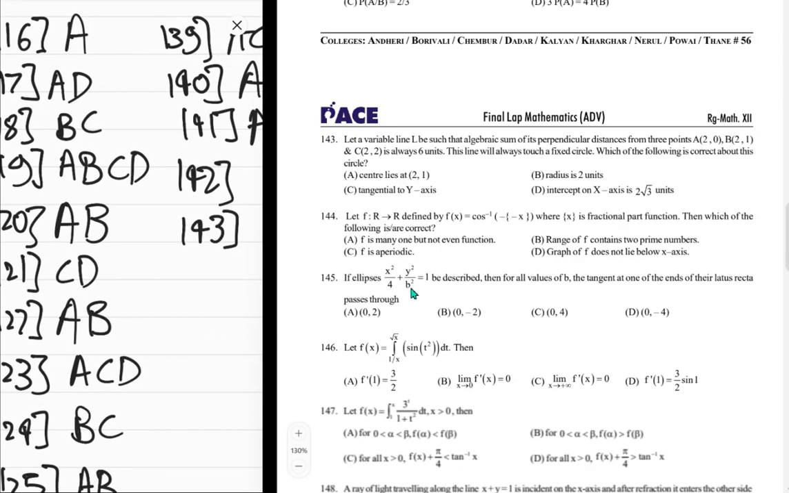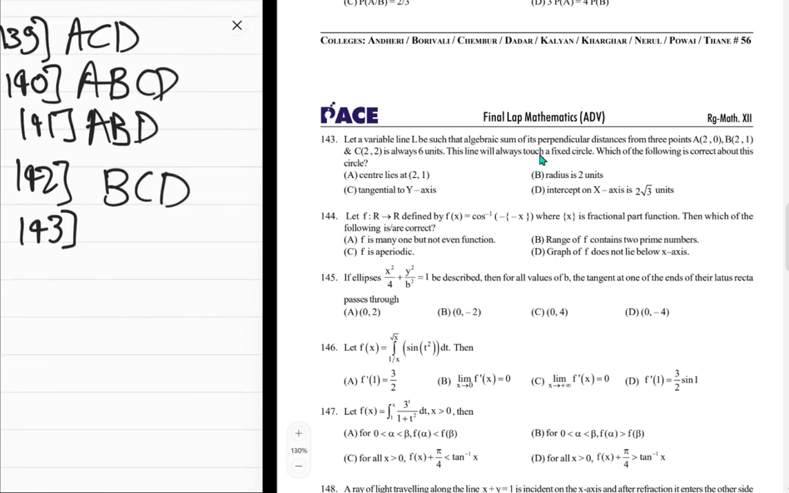Let a variable line L be such that the algebraic sum of its perpendicular distances from 3 points is always 6 units. Okay? Algebraic sum of its perpendicular distances. Acha, theek hai, I get it. The line will always touch a fixed circle. Which of the following is correct about this circle?